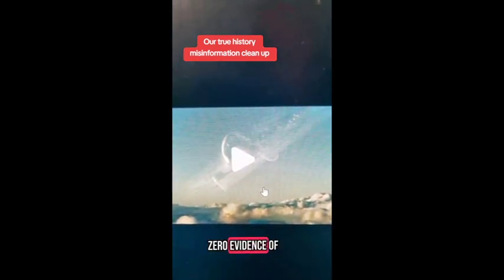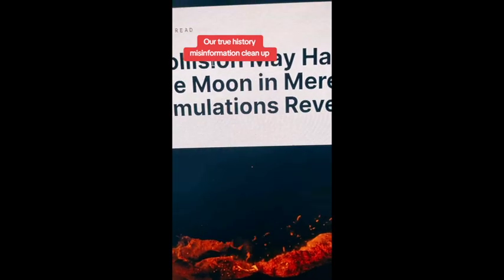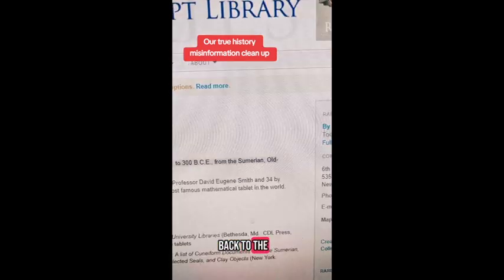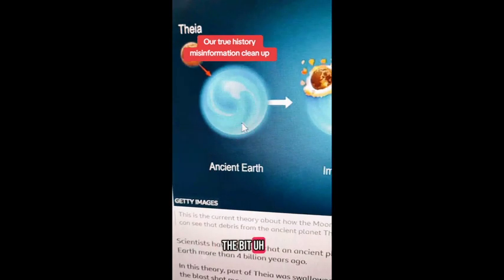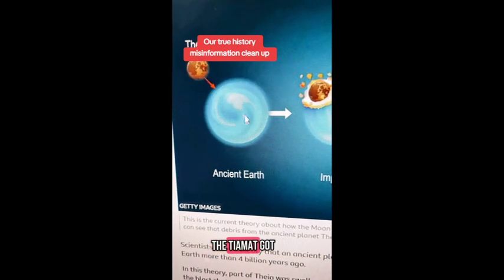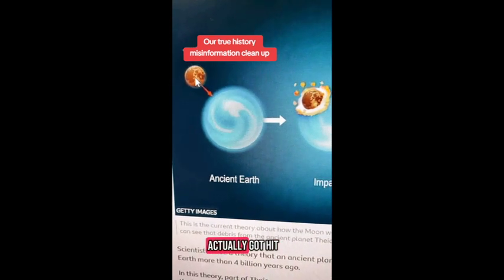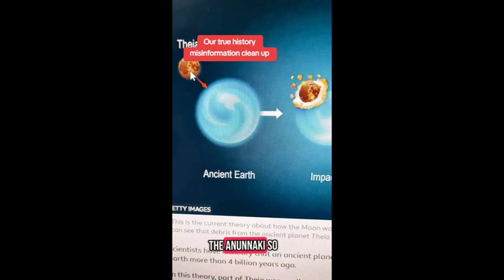Okay, so first of all, there's zero evidence of that whatsoever. So if you actually go by mainstream, so this is NASA's website, it talks about that collision may have formed the Moon here in mere hours, and that's because if you go back to the Columbia University tablets owned by the Rothschilds, translated by the Moorhens, you'll see that when a planet called Tiamat, so this is what mainstream say, this is on the BBC website, that Tiamat got hit by another planet. This is mainstream saying it got hit by Theia, which it didn't actually. It got hit by Nibiru, because they won't tell you that Nibiru is the home planet of the gods, the Anunnaki. So that broke up.